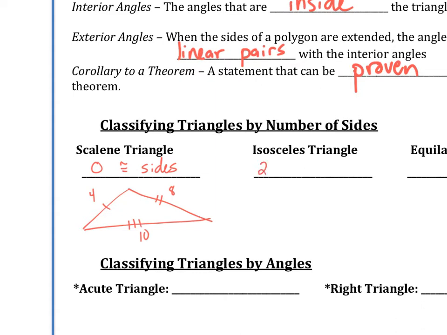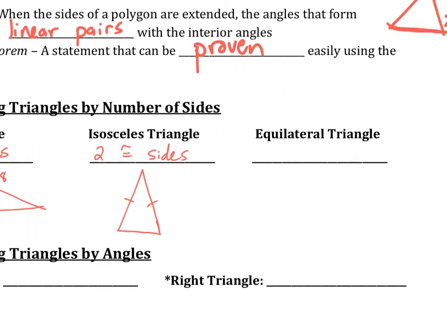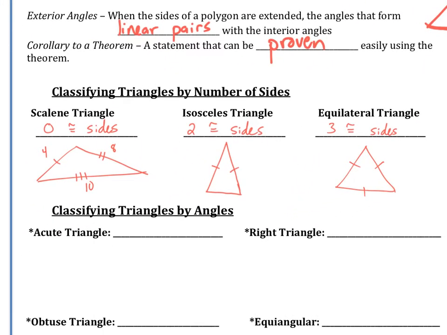Isosceles triangles have two congruent sides. So an isosceles triangle would look like this. And then equilateral will be three congruent sides, or all the sides are congruent. So look like that, where every side is the same measure. So classifying by sides would be scalene, isosceles, or equilateral.